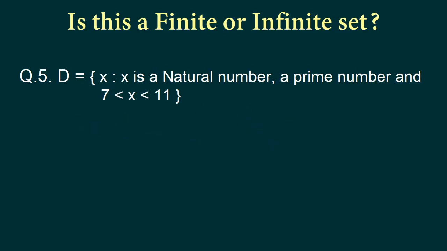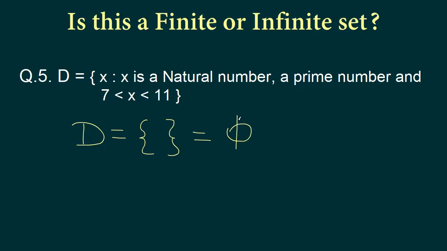Now let's take a look at this next question. Here set D is defined as such a set that contains element x, x is a natural number, x is a prime number, and x is in this range. We have seen this question a little bit ago, and we have seen that set D is actually a null set.